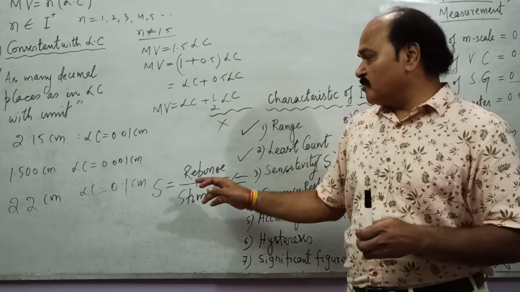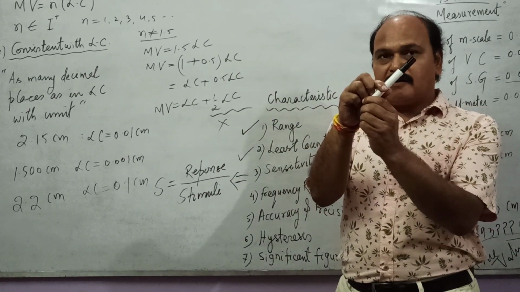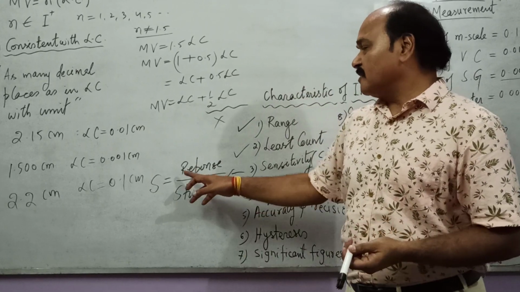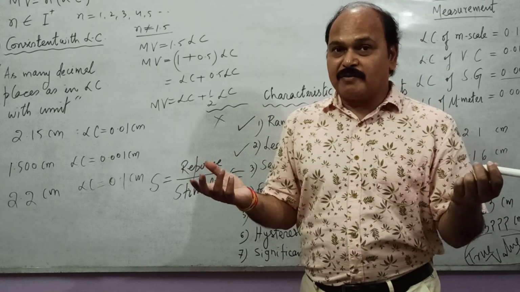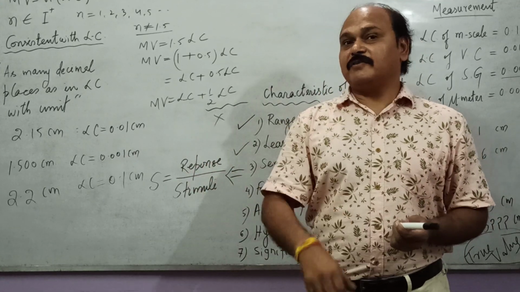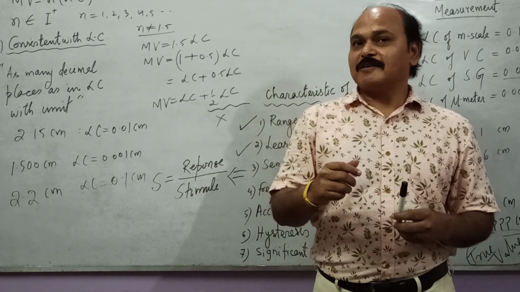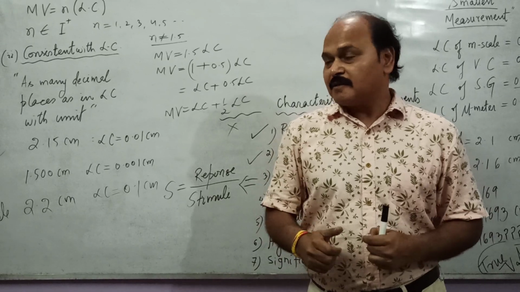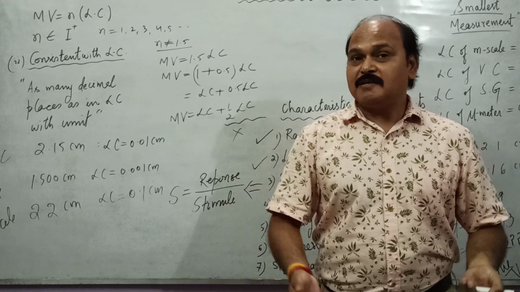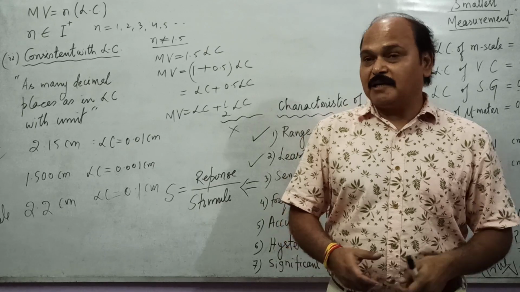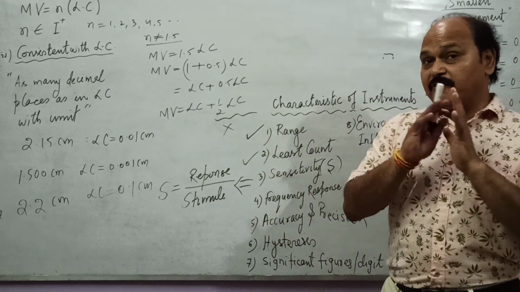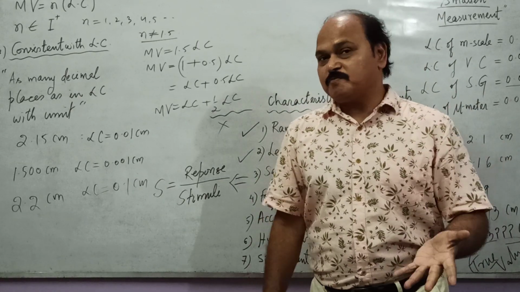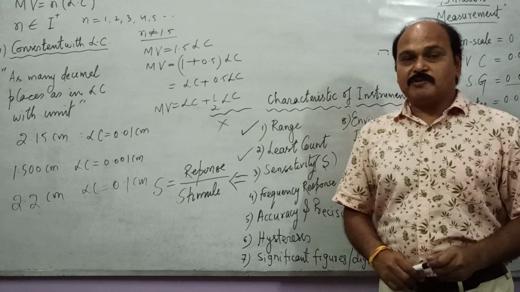In an ammeter, response is the deflection of the needle and stimuli is current. In a voltmeter, response is again the deflection of the needle, and stimuli is potential difference. In the case of a clinical thermometer, response is the length of the mercury thread which is visible to us, and stimuli is temperature. So mathematically we can define sensitivity for every instrument as response per unit stimuli. Higher is the response per unit stimuli, greater is the sensitivity.